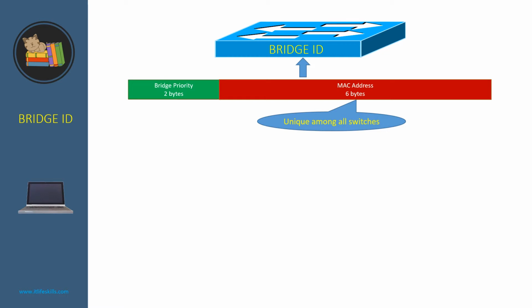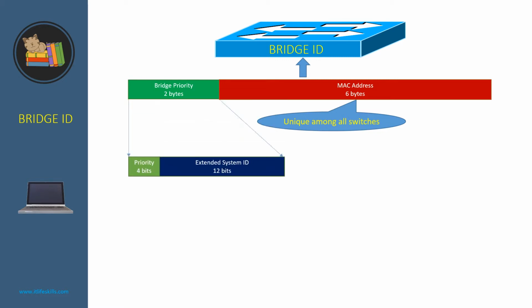It is not configurable. The bridge priority is 2 bytes long and broken down into two fields, the priority and the extended system ID. The priority allows you to configure the bridge priority. The extended system ID allows you to create multiple STP instances. Now let's look into the detail of the bridge priority.